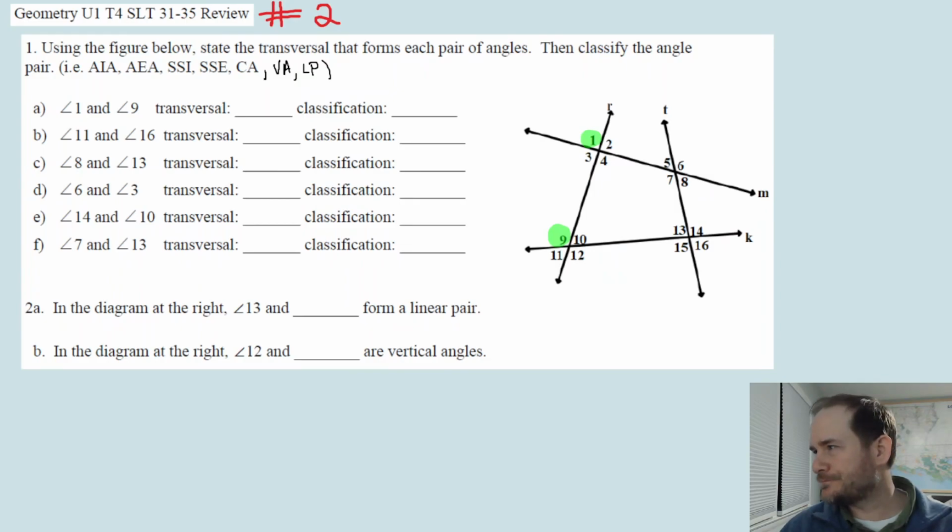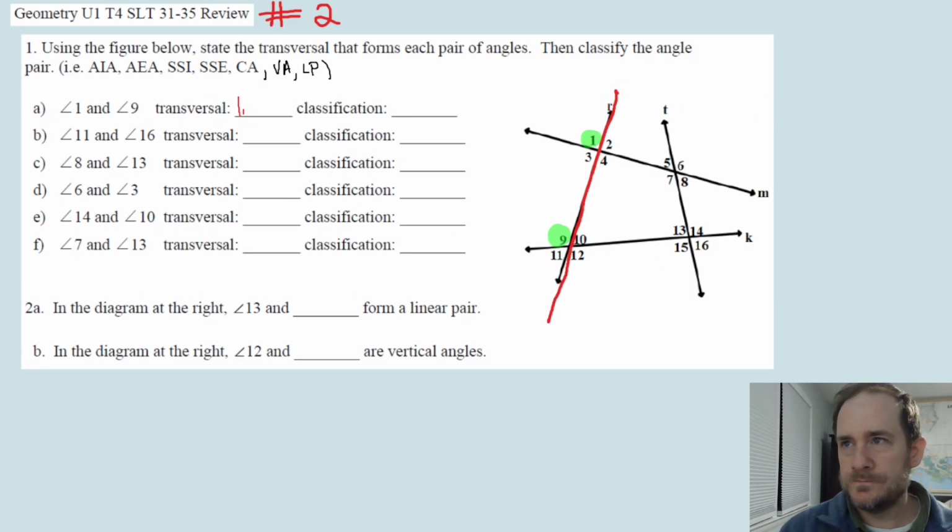Anyway, for 1 and 9, if you take a look at the diagram, you should hopefully be able to tell that the transversal is that one line that hits both of those angles. So that for sure is line R. And then what kind of angles are these? Well, you should notice they lie on the same side of the transversal, but one is on the exterior of M and K, 9 is on the interior of M and K. So they're not same side interiors or same side exteriors. And so hopefully roundabout then it hits you that 1 is in the upper left. And then if you come down here, 9 is in the upper left. And when they're in the same position like that, they're corresponding angles.